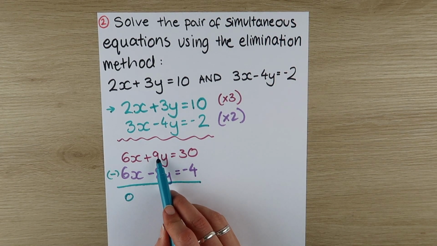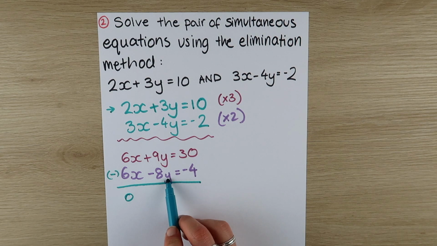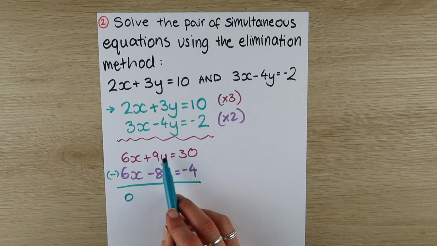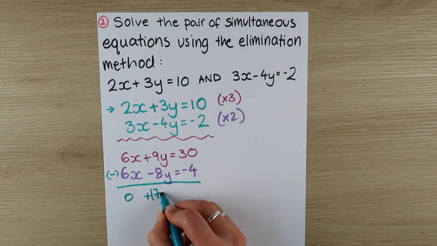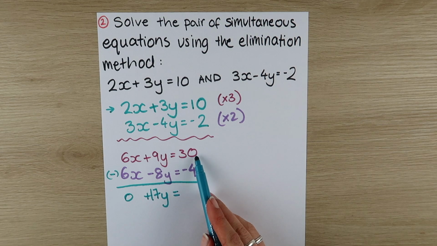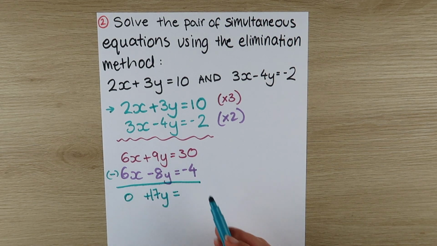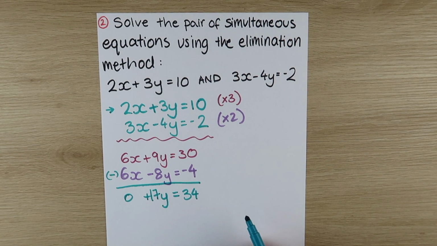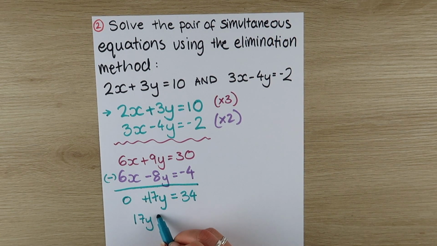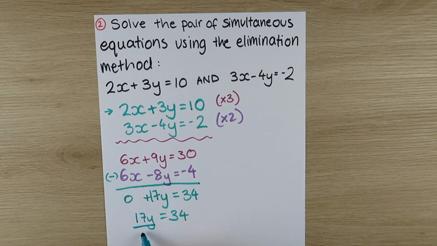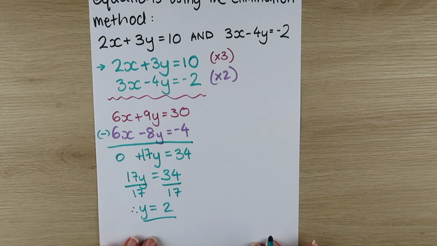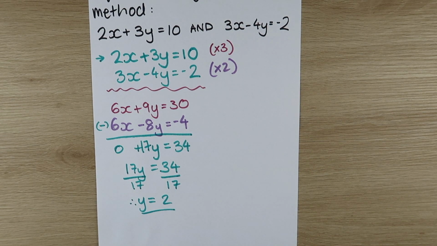0, 9y minus minus 8y becomes 9y plus 8y. So plus 17y is equal to 30 minus negative 4. Now because of those two minuses again, this becomes a positive. 17y equals 34, and now we solve for y. And y is equal to 2.